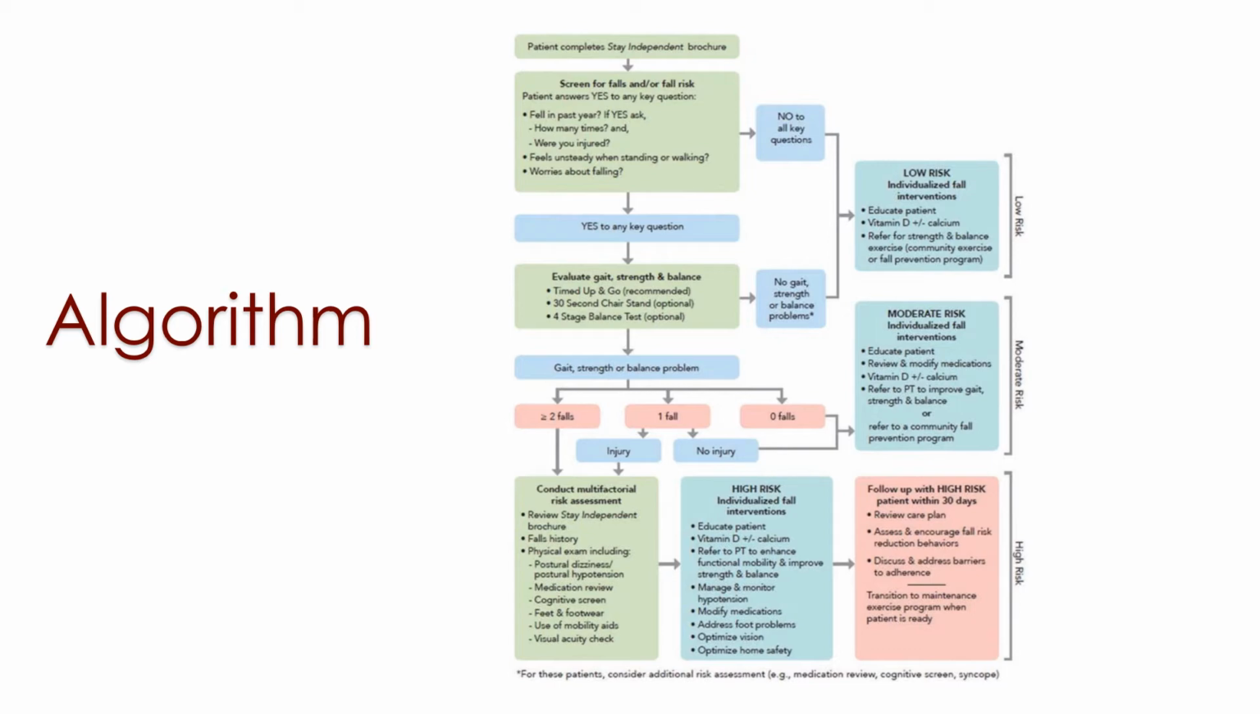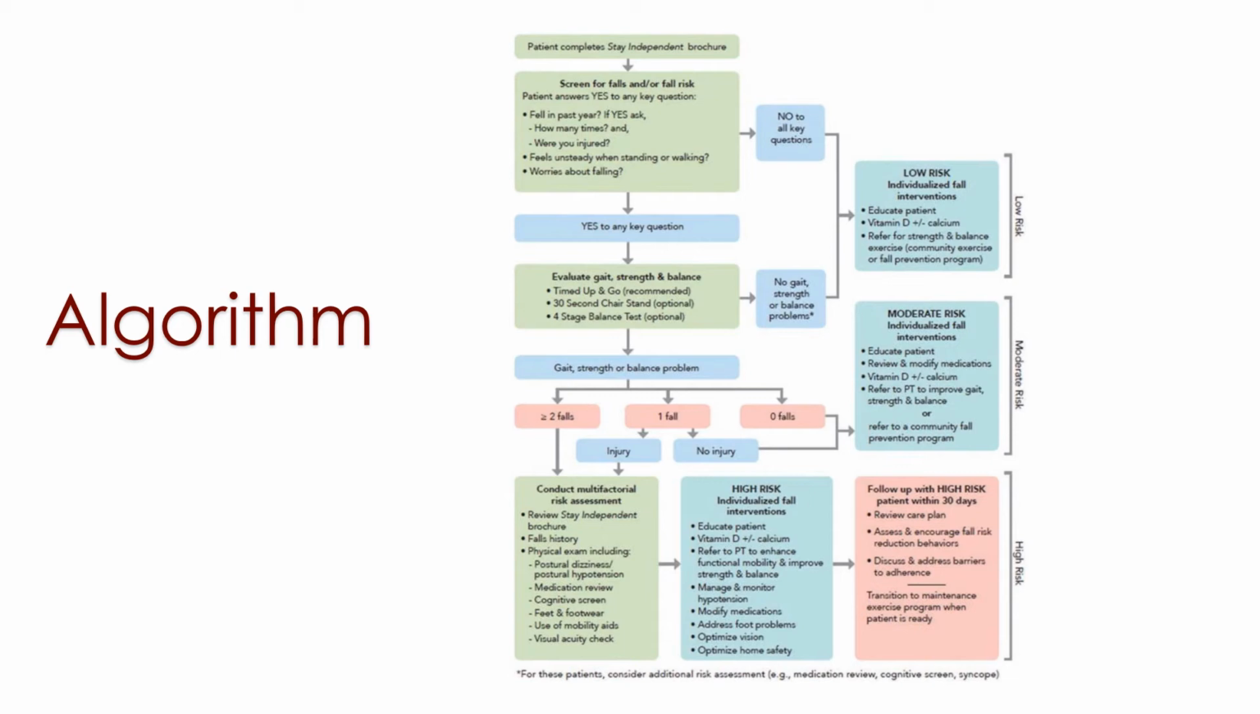It says start here at the top. The patient completes that Stay Independent brochure. So that was the one I read with all the statements that someone would say, yes, this applies to me, or no, it doesn't. They complete that. So if they score greater than 4 on that, or those key questions we talked about earlier, or if they have fallen in the past year, feel unsteady when walking, or have worries about falling, then they're going to go down to answering the next question on evaluating strength and balance. Anyone who scored less than 4 is automatically going to go right over to this low risk category to the right there.